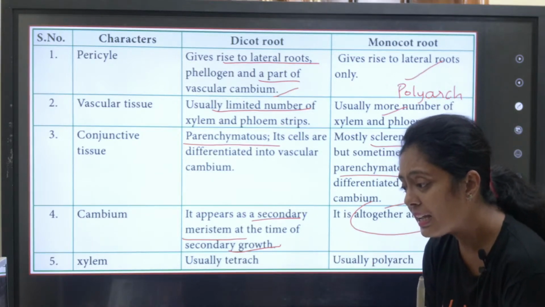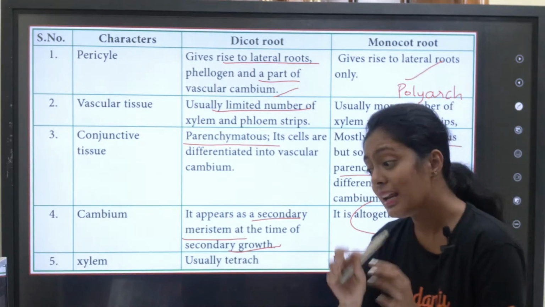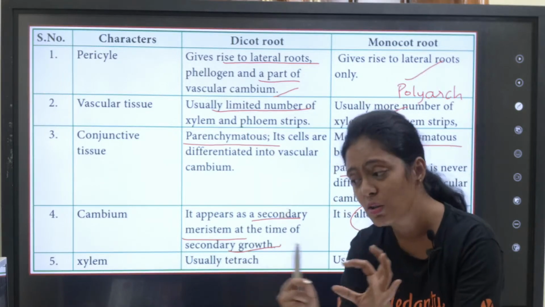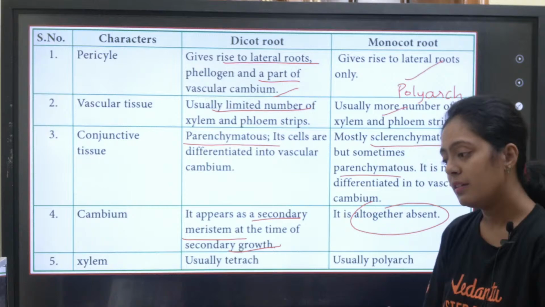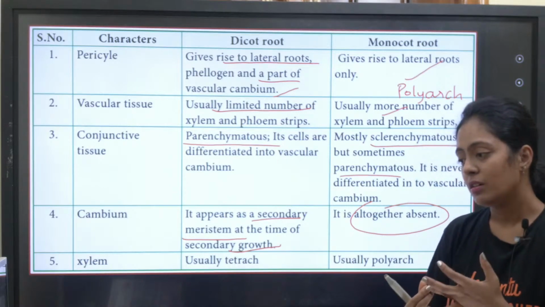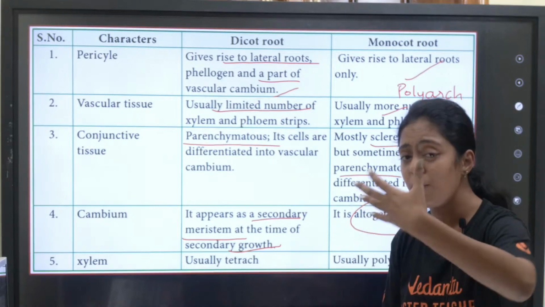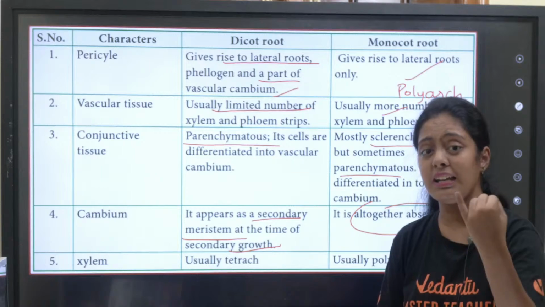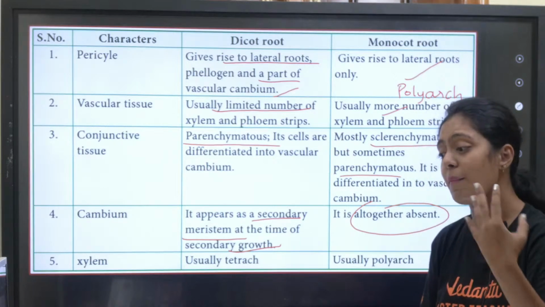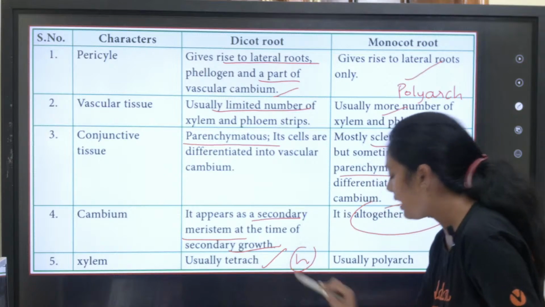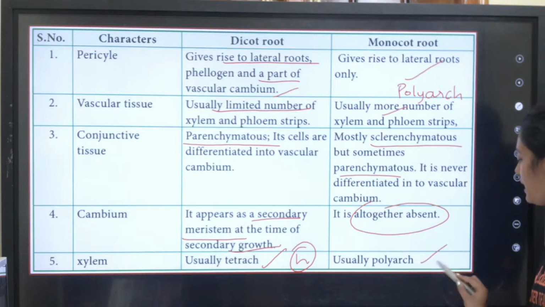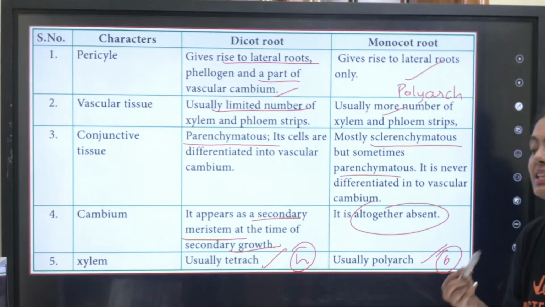Okay, there is no cambium in radial, ma'am. Not in radial, children. In that vascular tissue, somewhere there will be a cambium. I'm not just talking about vascular cambium; there can be interfascicular cambium, cork cambium, that kind of cambium. Here the xylem is tetrarch. Here it is polyarch. They are present in more than 6.